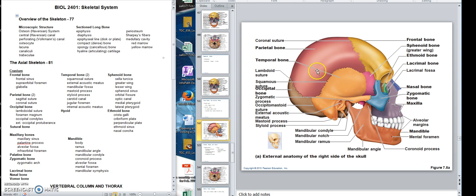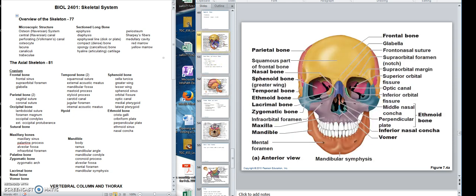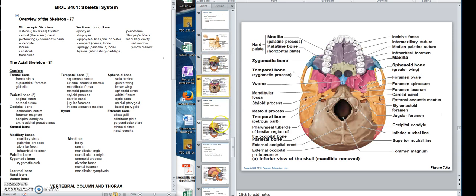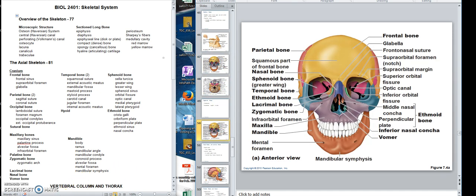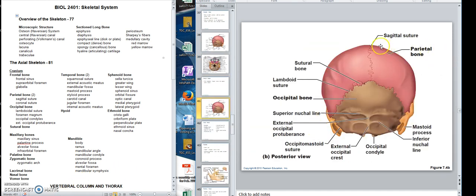In the parietal bone, you have the sagittal suture. I need the top of the skull. Let me see if I can find the top of the skull. Looking from the very top, I don't have one, do I? Hold on. Okay, here's the sagittal suture right there, where the two parietal bones articulate with one another at the midline.